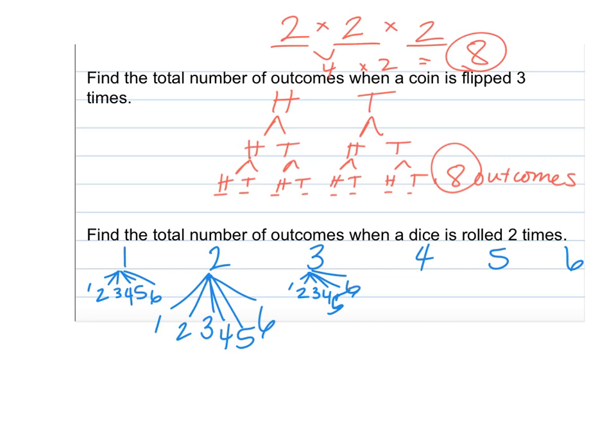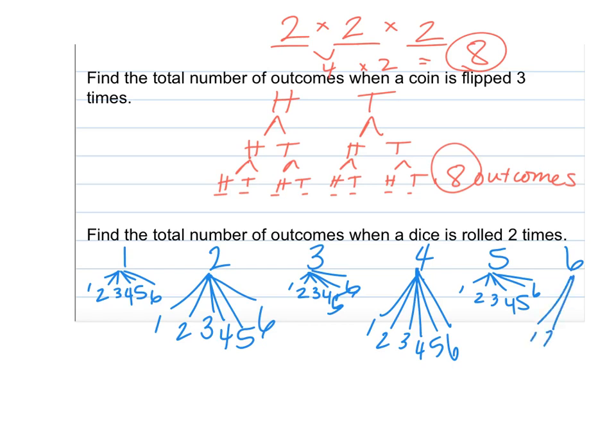If you rolled a 4 the first time, you could roll a 1, 2, 3, 4, 5, or 6. If you rolled a 5 the first time, when you pick it up and roll again, you could get a 1, 2, 3, 4, 5, or a 6. If you rolled a 6 on the first dice, when you pick it up and roll for the second time, you could get a 1, 2, 3, 4, 5, or a 6.